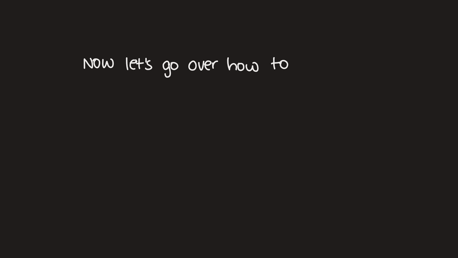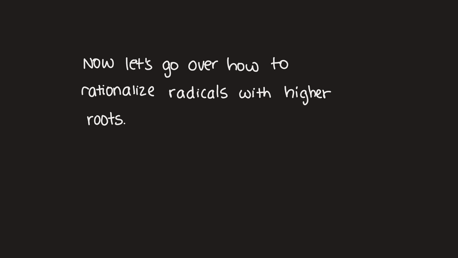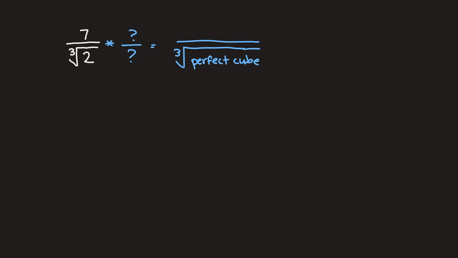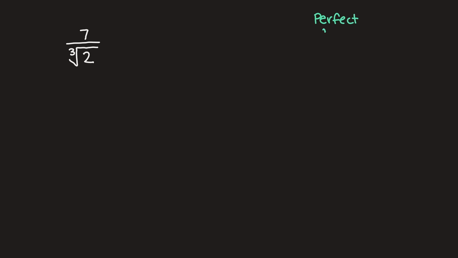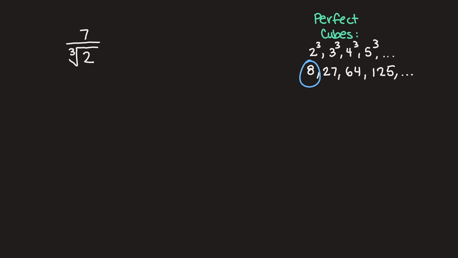Now let's go over how to rationalize a denominator that contains radicals with higher roots. So consider the following expression. This time, in order to get rid of the radical from the denominator, we will have to multiply it by something that will give us a perfect cube as our radicand, since this now has an index of 3. So some perfect cubes include the following. And since we know that 8 is a perfect cube, therefore we can multiply this by the cube root of 4 over the cube root of 4, so that we have a perfect cube as our radicand.